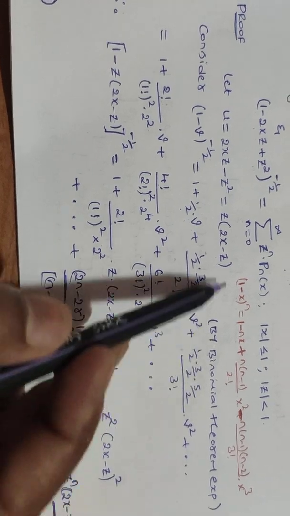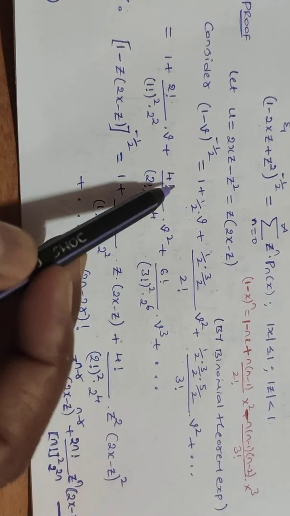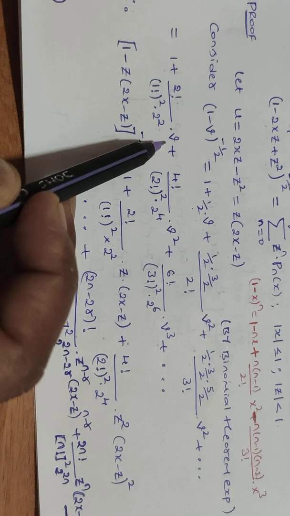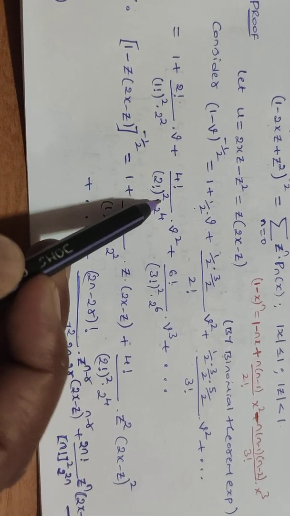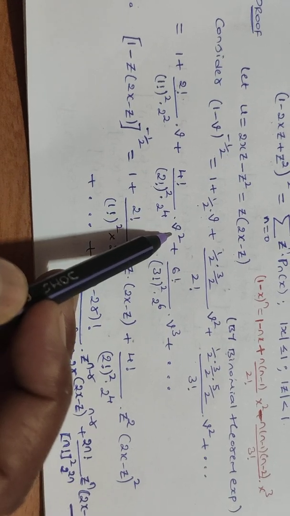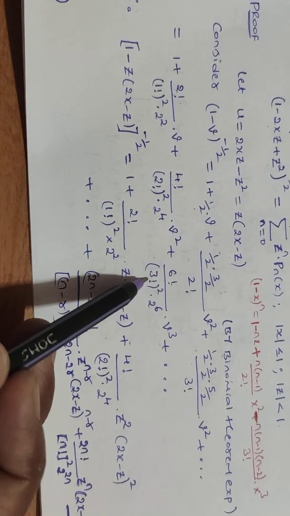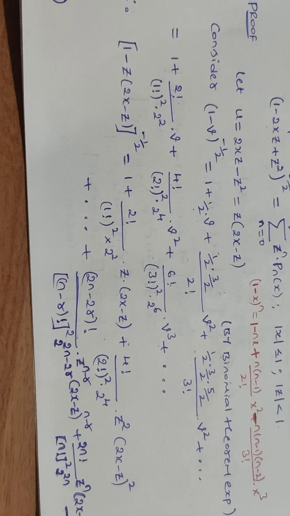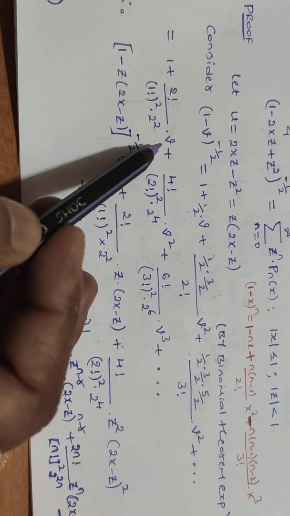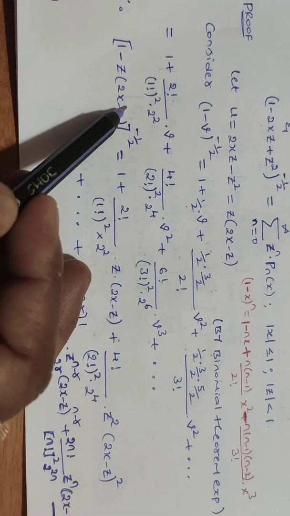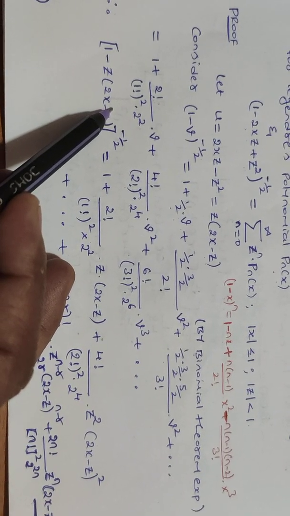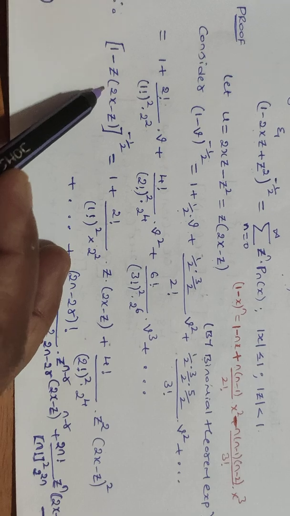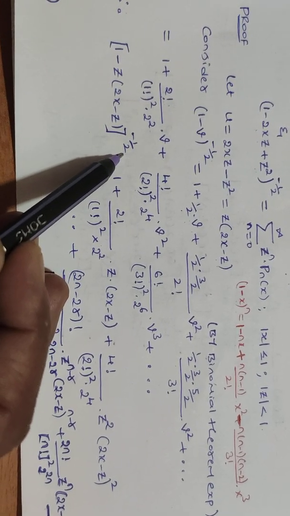So to write the equation in the standard form, we are writing the terms as 1 plus 2 factorial divided by (1 factorial) whole square into 2 square into u plus 4 factorial divided by (2 factorial) whole square into 2 to the power 4 into u square plus 6 factorial divided by (3 factorial) whole square into 2 to the power 6 into u cube plus etc. Now replacing the value of u as z into (2x minus z). So therefore we replace the value here as (z into (2x minus z)) to the power minus 1 divided by 2.